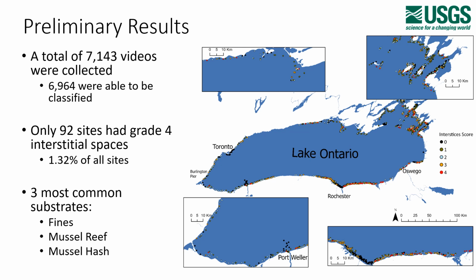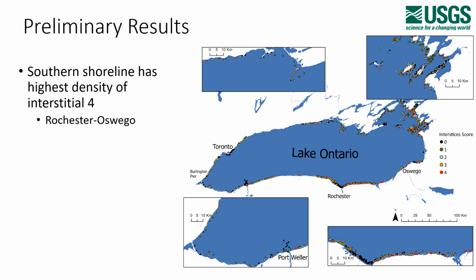The 3 most common substrates were fines, mussel reef, and mussel hash. Again, kind of reinforcing that habitat degradation that is occurring in Lake Ontario. And I'm running out of time, so I'll go through the rest of these pretty quick.